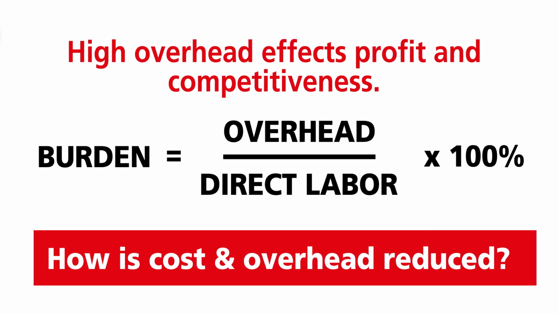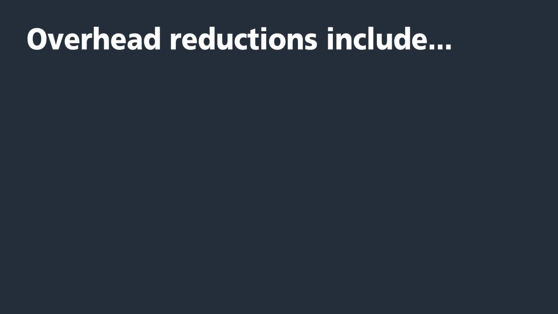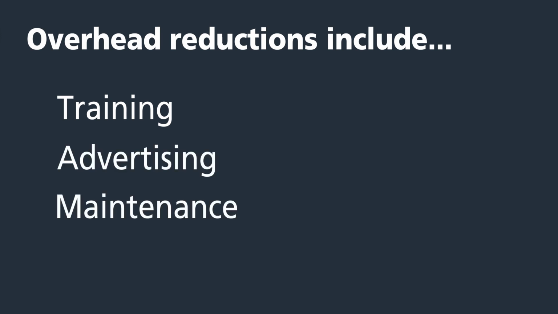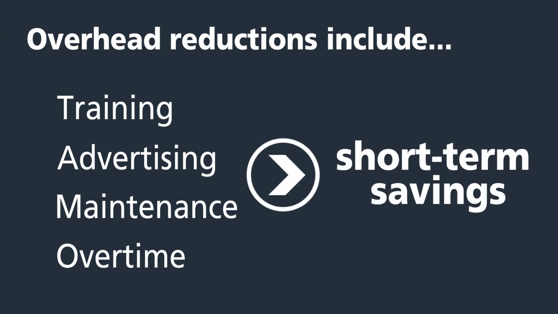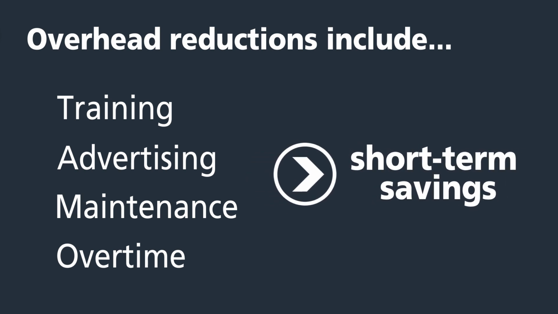So how is cost and overhead reduced? The issue with overhead reduction is how it's done. It's often in response to poor earnings and provides short-lived savings. Overhead reductions can include cuts to activities like training programs, advertising, maintenance, or overtime pay. These cuts are usually restored after the crisis has passed, so the savings tend to be short-lived. This ignores long-term cost-saving potential.